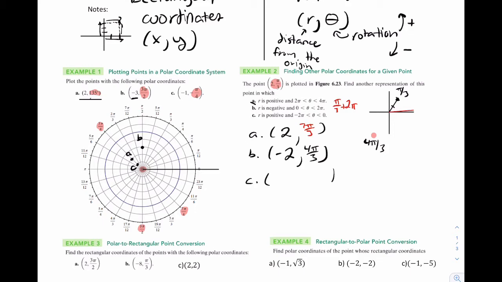Last one, r is positive, so let's make r positive 2. But theta is negative. Okay, so that would mean that we just have to take this red line, figure out that negative rotation that way. So let's think about that. That negative rotation would be -5 pi over 3. And there it is.